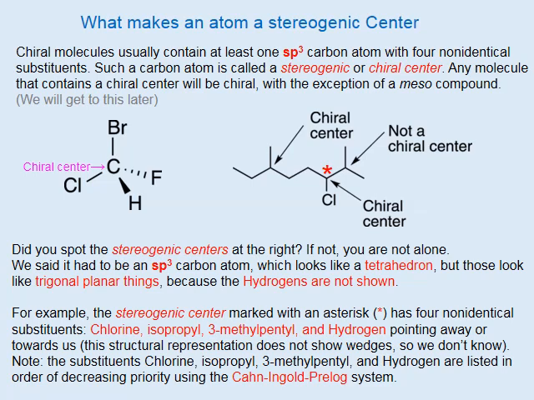Because this structural representation does not show solid or hashed wedges, there is no way for us to assign a stereochemical label. It should be noted, the substituents chlorine, isopropyl, 3-methylpentyl, and hydrogen are listed in order of decreasing priority using the Cahn-Ingold-Prelog system. As we will see in a moment, this ranking system is an integral part in the process of assigning stereochemical labels.